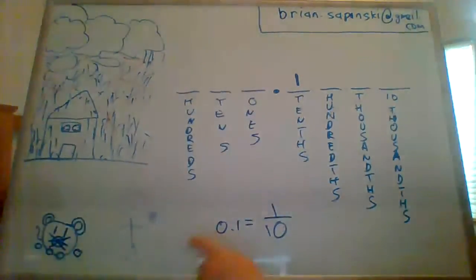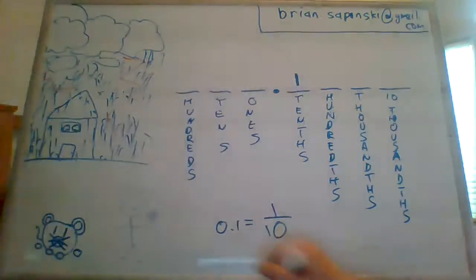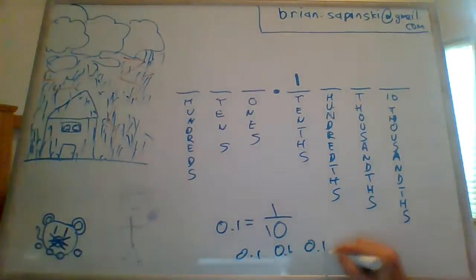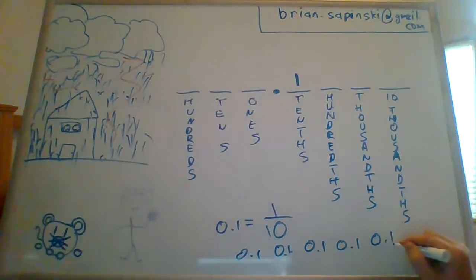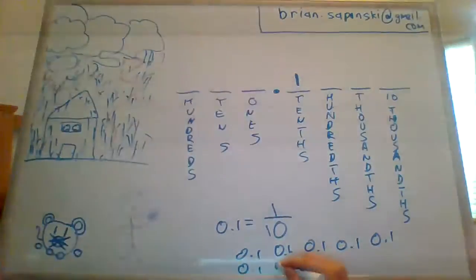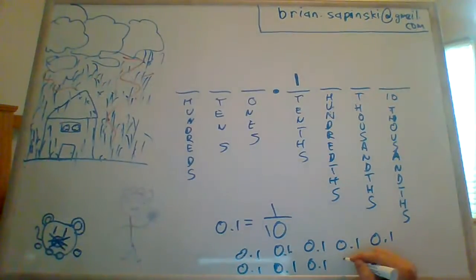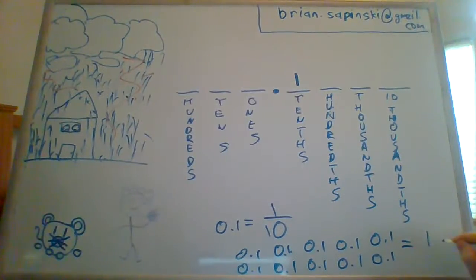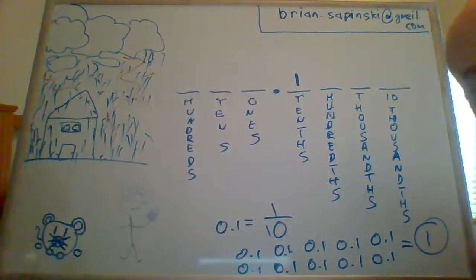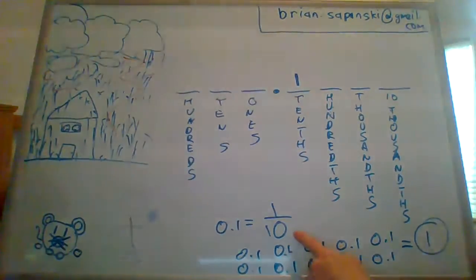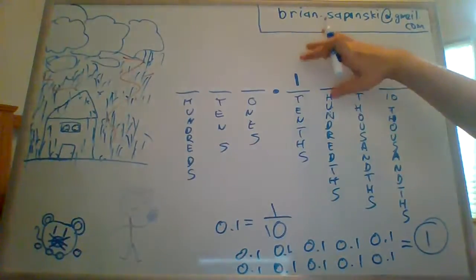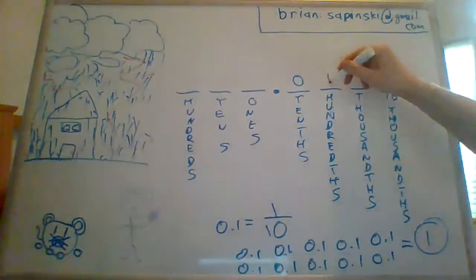The idea is you would need 10 of these 0.1s added up to get yourself back to one whole. That's the whole key behind it. So hence the reason why it's called tenths, because you need 10 of these pieces to make one whole. The same kind of thing would happen over here.